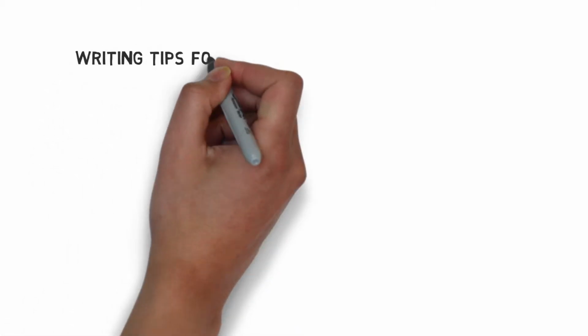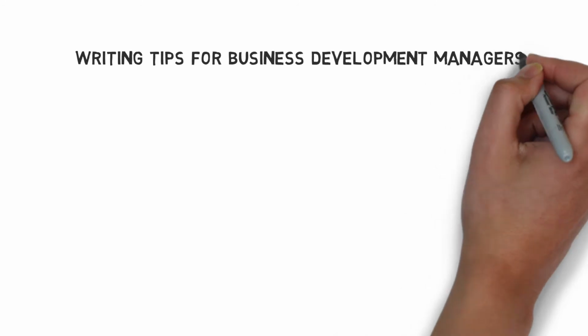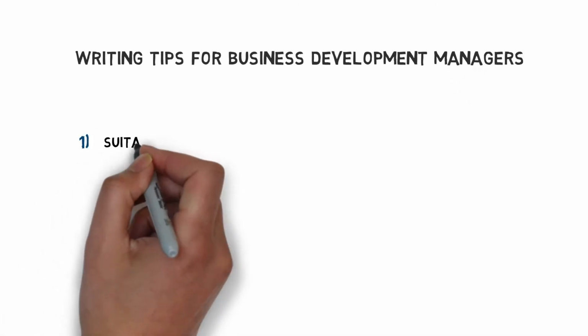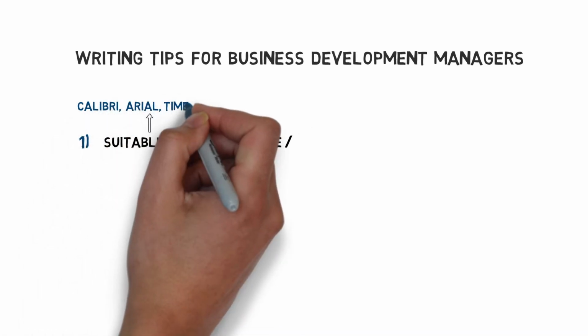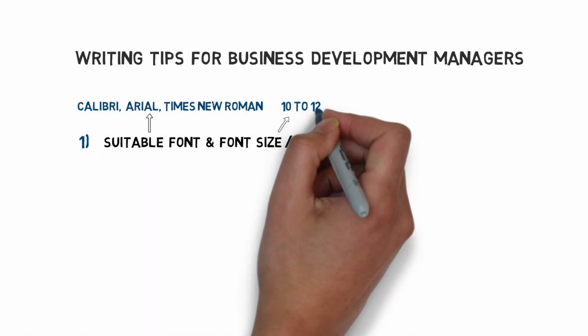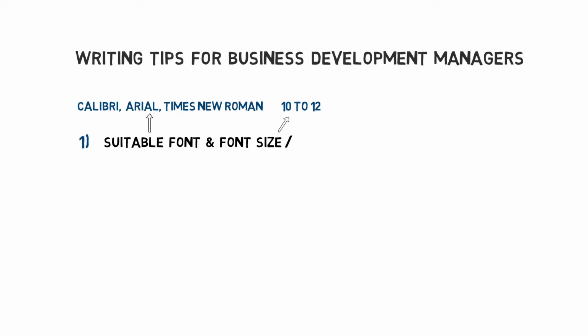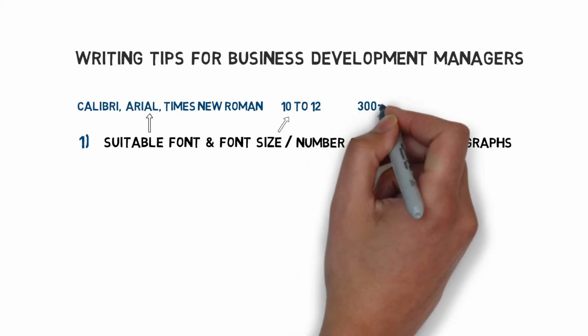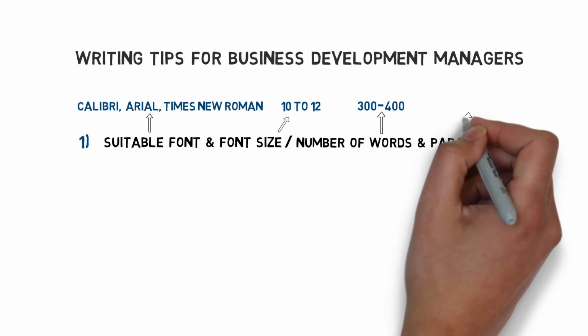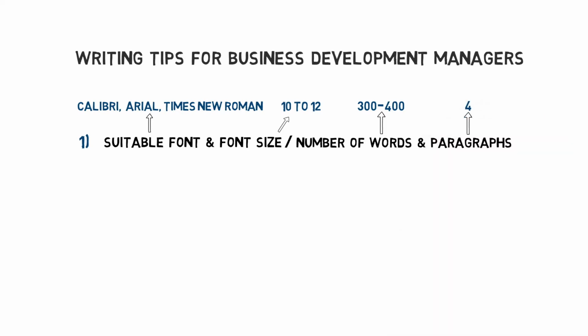Now before I start writing the example letter, let me first emphasize the most important writing tips for business development managers. First off, use the appropriate font style and font size. Calibri, Arial or Times New Roman with a 10 to 12 point font size is most suitable. Avoid using novelty style fonts like Comic Sans, Script Style or handwriting fonts. Furthermore, keep a word count of around 300 to 400 words and divide your cover letter into 4 paragraphs.